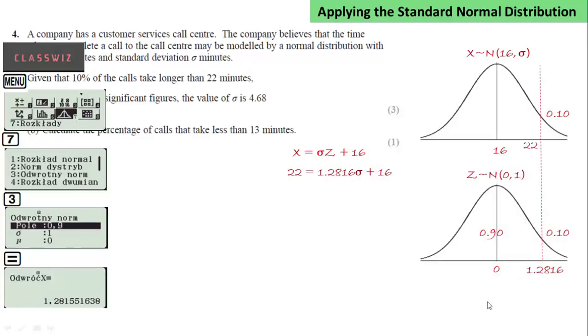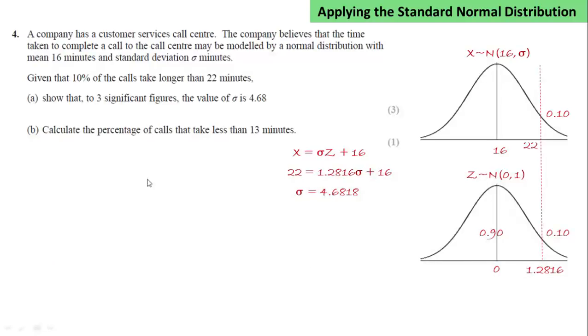Okay. I take these two values, the 22 and the 1.2816, and I can substitute them into the relationship between the random variables. I get this equation from which I can calculate that the standard deviation is 4.6818.